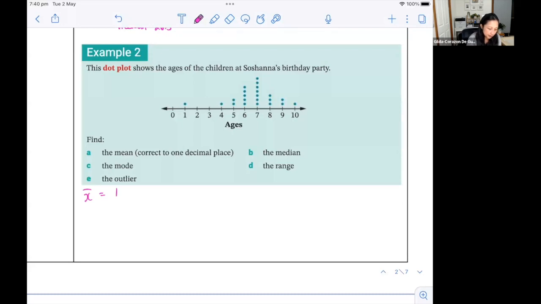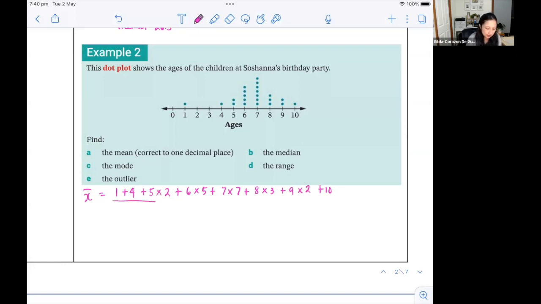We add 1, we add 4, we add how many 5s? We add 2 5s. So instead of 5 plus 5, we can do 5 times 2, because then your next one would be 6 times how many dots are there? Got 1, 2, 3, 4, 5. How many 7s are there? That's 5, 6, 7. How many 8s are there? That's 3. How many 9s? That's 2. And how many 10s would be just 1.